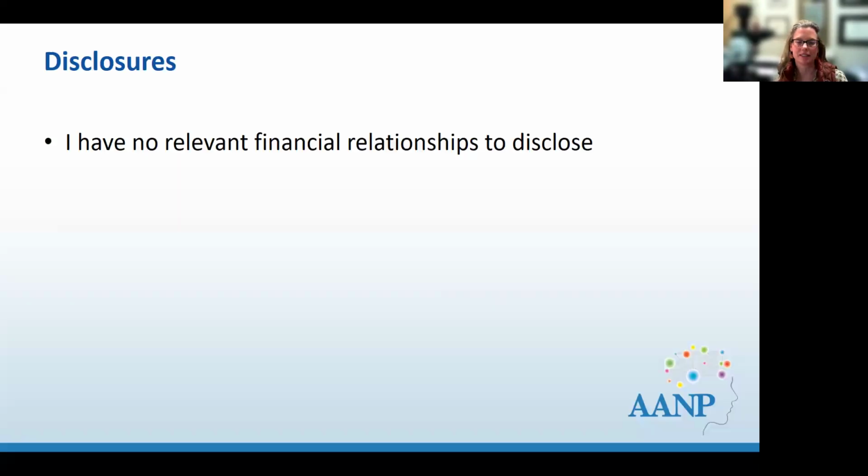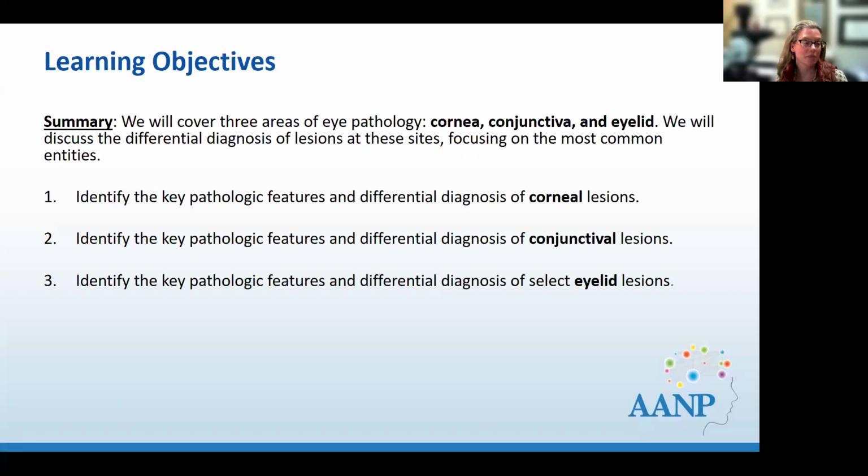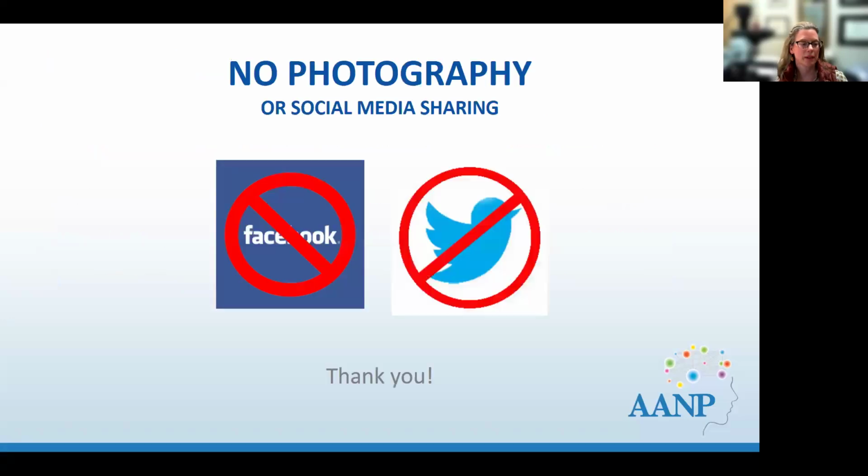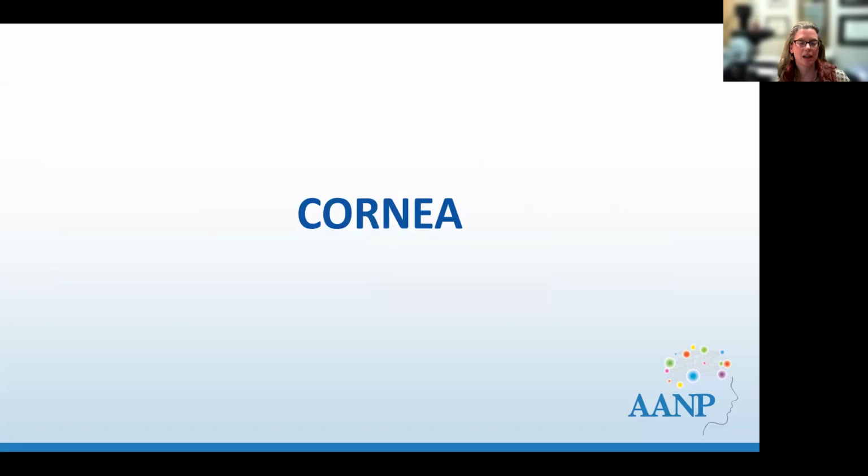So here we go. I have nothing to disclose. So we're going to look at the key pathologic features and the differential diagnosis for corneal lesions, conjunctival lesions, and select eyelid lesions. Okay, and no photography, please. Okay, so we'll start with the cornea.